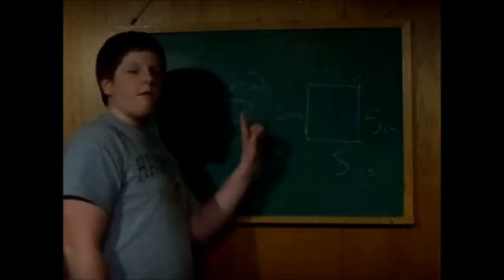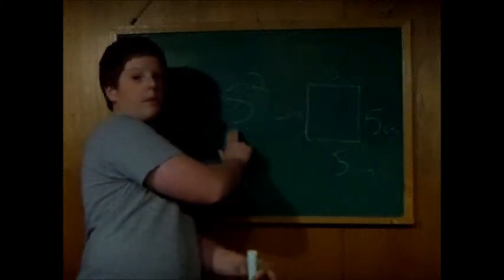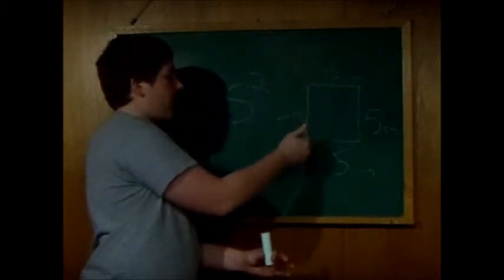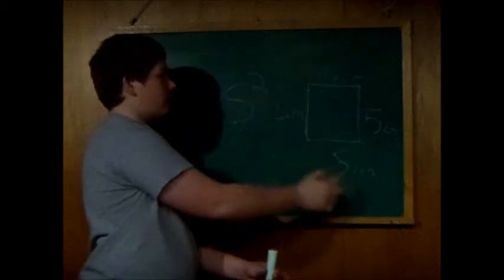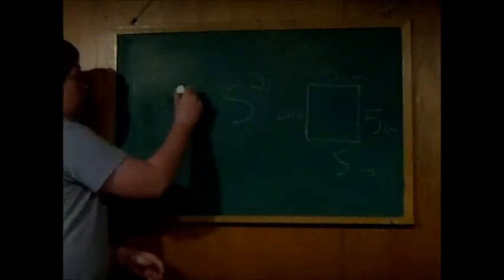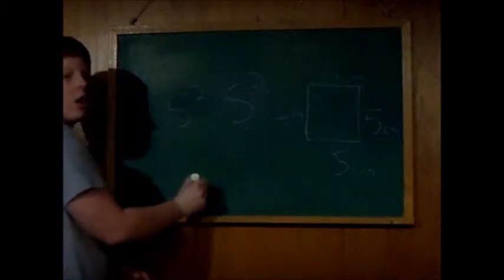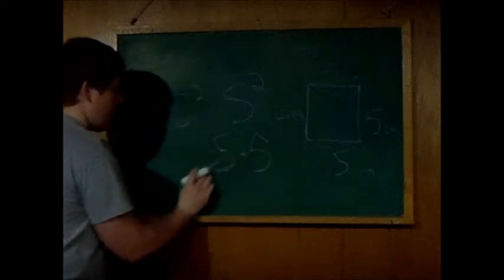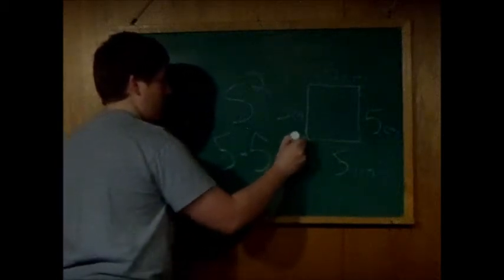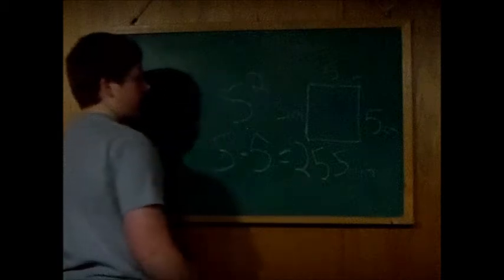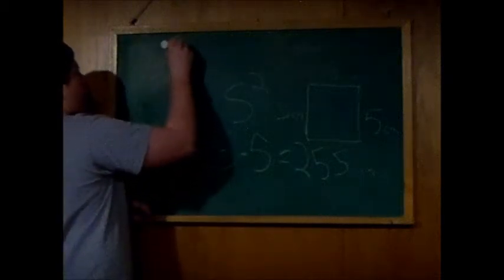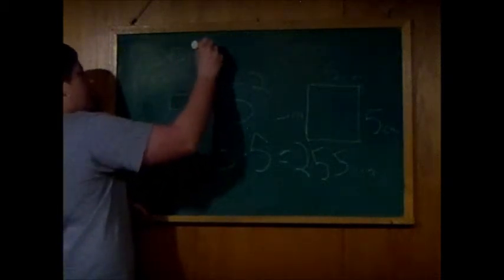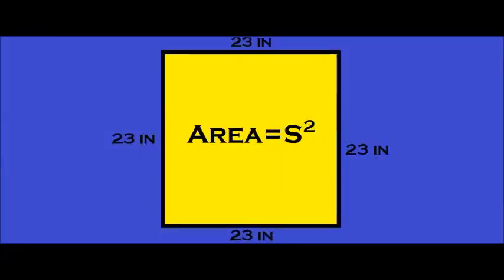Now, you would take 5 squared, because one side, which represents s, would be squared, which would cover the area. So if we took 5 squared, or 5 times 5, that would be 25. So the area would be 25 centimeters squared. Now try to do the following examples on your own.